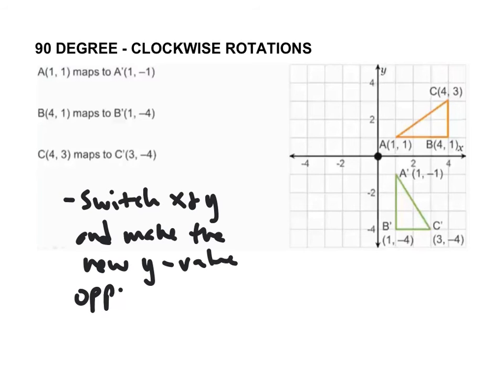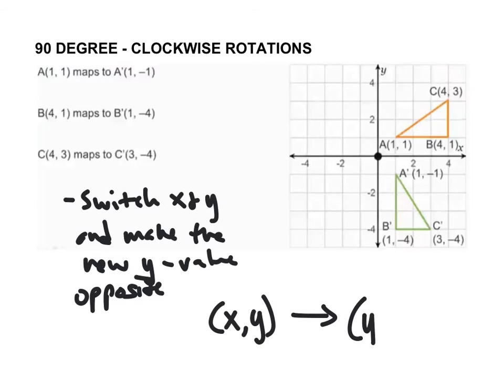Okay, so kind of weird, all right? But the idea is this. You have your original point XY, okay? And when you transform that, when you rotate that 90 degrees clockwise, here's what happens. You get the point Y, comma, negative X, okay? And that's what's happening, is that you take your X and Y values and you switch them up.